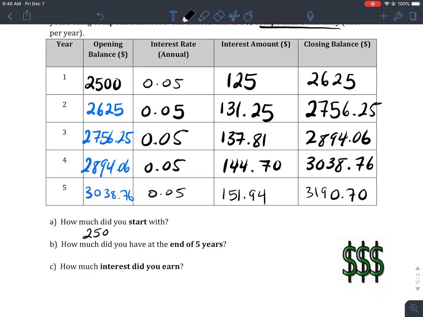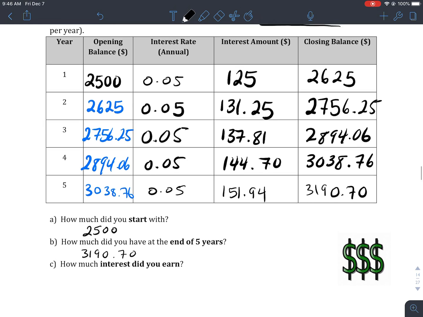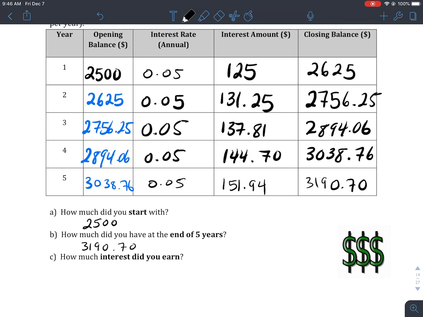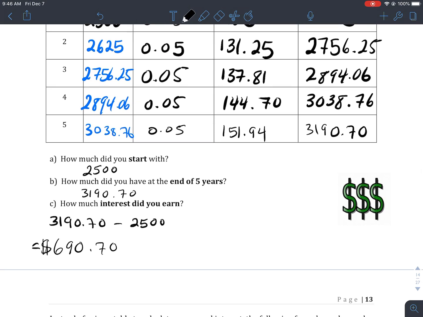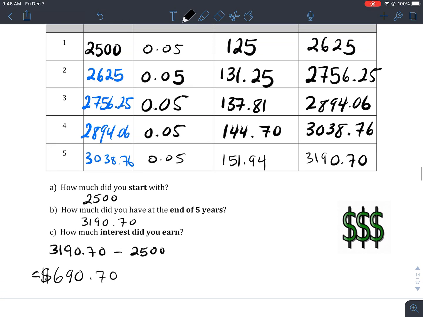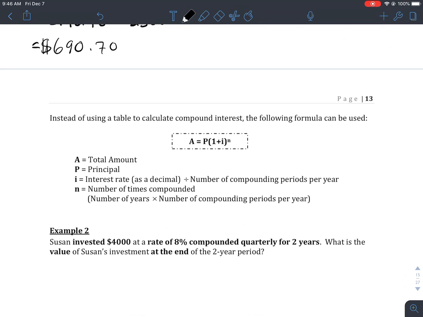So those questions under the chart, I started with $2,500. At the end of 5 years, we had $3,190.70. If I want to figure out how much interest I earned, I could take the total amount I ended with, subtract the principal I've put in, 2,500, and when you subtract those values, we've earned $690.70 in interest over the course of 5 years. So a pretty substantial amount of money just for basically doing nothing, putting it into an account.